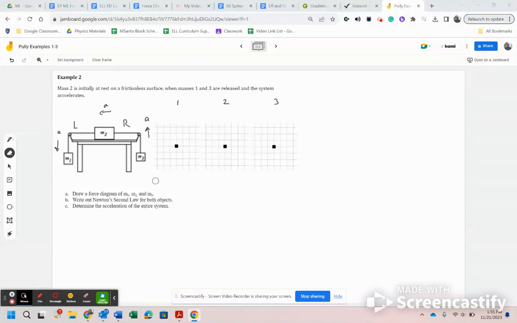Okay, here M1 is greater than M3, so M1 will accelerate down, M2 will accelerate to the left, and M3 will accelerate up. Looking at the scenario, that means that we have the Earth pulling down on M1 and the string pulling up. And the string has to be less than M1G.